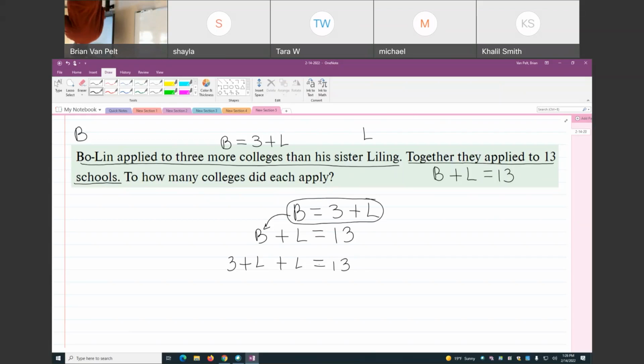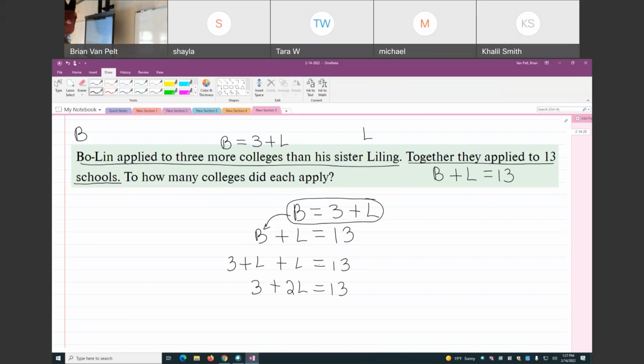What would be the first step in solving this equation? I always say there's one thing before any subtracting or anything, what is that? Simplify. First thing you should do is simplify each side. So look at the left side of this equation. Is it simplified as it is? What could you rewrite it as? 3 plus 2L. That's equal to 13. Now, what would you do next?